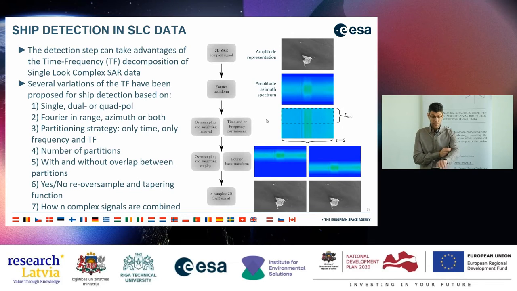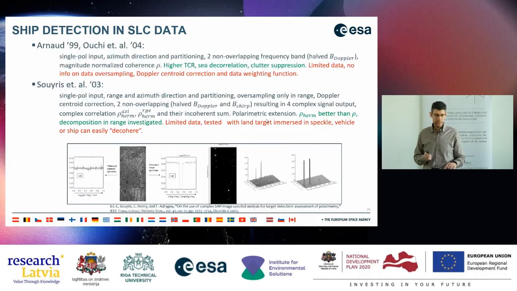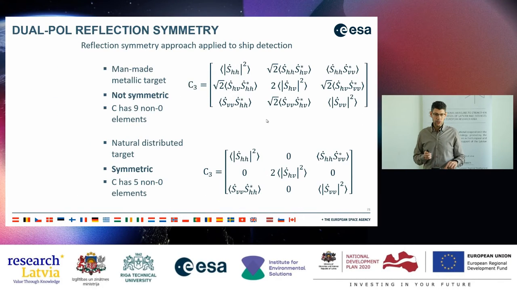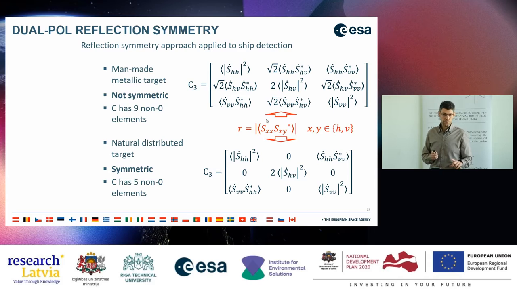Here are some examples of algorithms using single look complex. I don't think these are implemented in SNAP, so if you don't mind, because we are running out of time, I will just skip this part and go directly to some examples of dual pole.